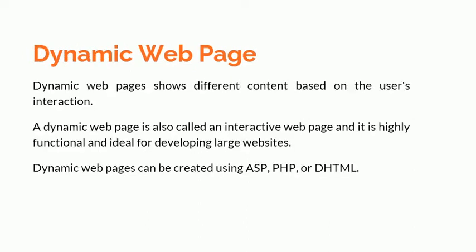Second, dynamic web pages or dynamic websites. The best examples are shopping e-commerce websites like Flipkart or Amazon. Okay, dynamic web pages show different content based on user interaction. When a user makes any request, it gives the result on the basis of that. These dynamic web pages can be created using ASP, PHP or DHTML.